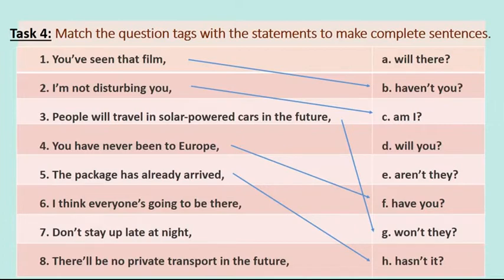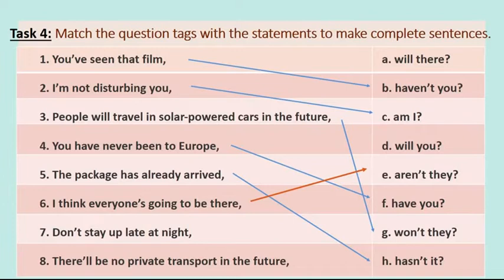I think and everyone's going to be there. If the statement has two clauses and the subject of the first clause is I, the question tag is for the second clause. So the tag question for the clause everyone's going to be there is E, aren't they? Here, the word everyone is replaced by the pronoun they in the question tag.